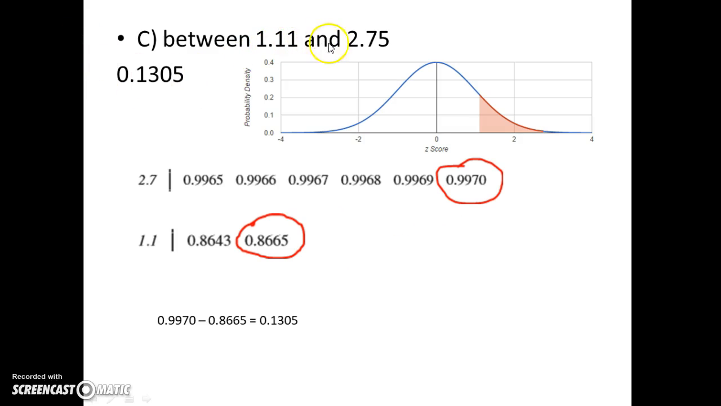Between 1.11 and 2.75, what we do is we basically find the z-score for 1.11 and 2.75. To find what's between, I basically find the area which is to the left of 2.75, the whole thing, and it's going to be this one. And the area to the left of 1.11, this part, is going to be this. And when I subtract that area from this area, I will get the answer.